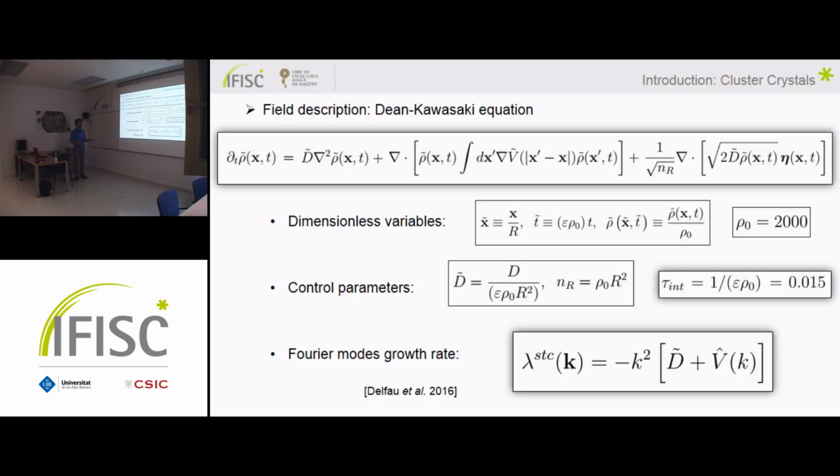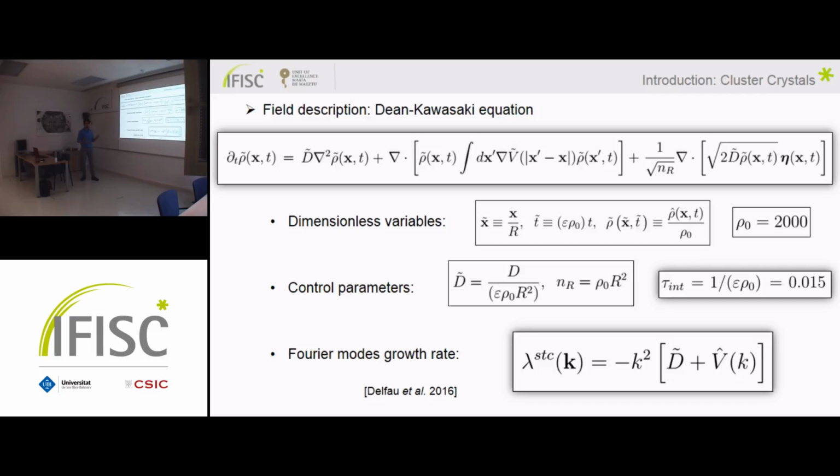In a work by Delfau and co-workers, they showed that the growth rate of the Fourier modes on top of the homogeneous case, which finally leads to the development of the hexagonal pattern, has this particular form. Note that for lambda to be positive, the potential has to have some negative Fourier modes that overcome the diffusive effect. For the generalized exponential model, the potential that we are using, it is sufficient to have an exponent greater than 2, and we are using exponent 3. This will be important later.